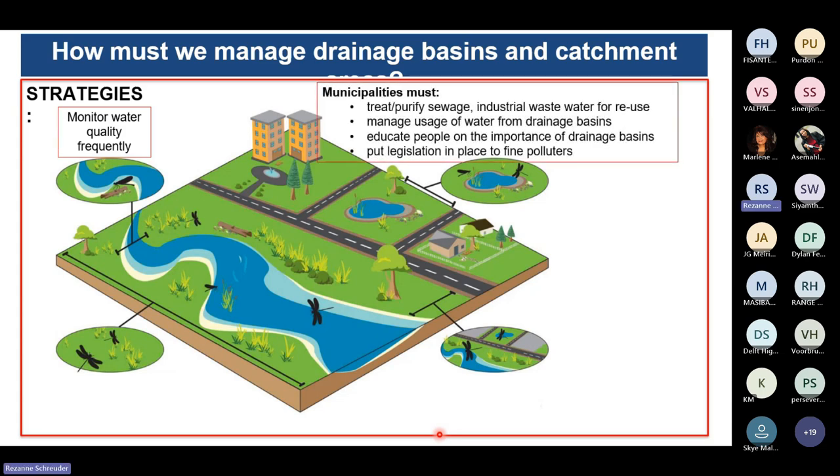Then what can municipalities do? Treat or purify the sewage and industrial wastewater for reuse. Again, grade 12s, that is if the municipality has the funds to do that. Manage the usage of water from drainage basins. So what happened when we had the drought in the Western Cape, 2017 roughly? Cape Town implemented different water restrictions and different levels. Educate people on the importance of the drainage basins. You can't just go and pour municipal rubble into the catchment areas.